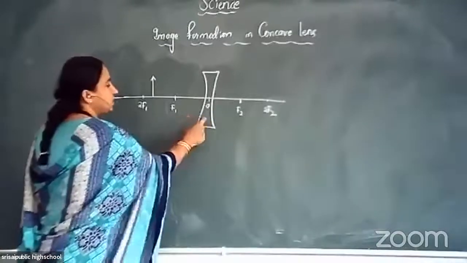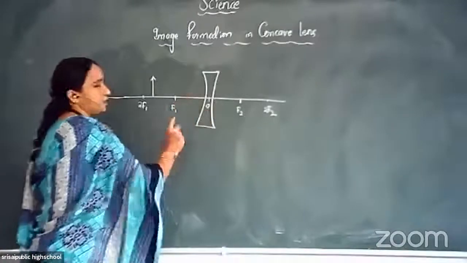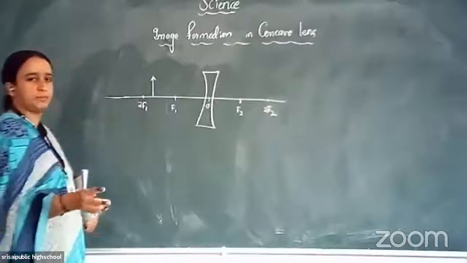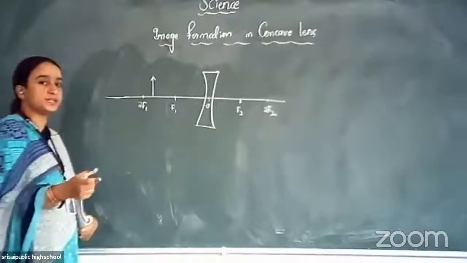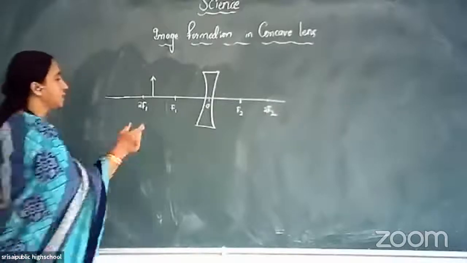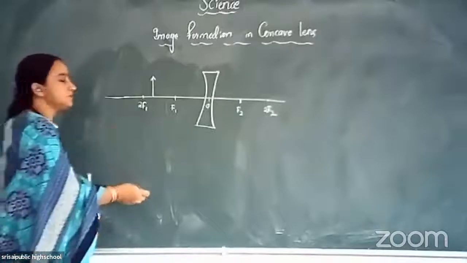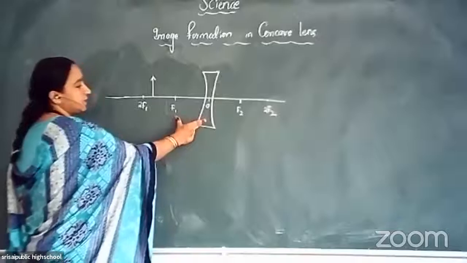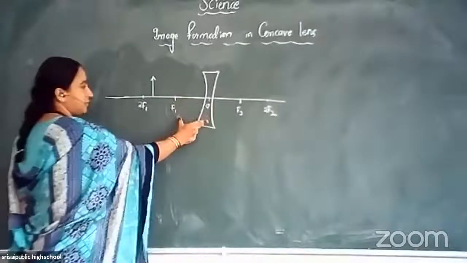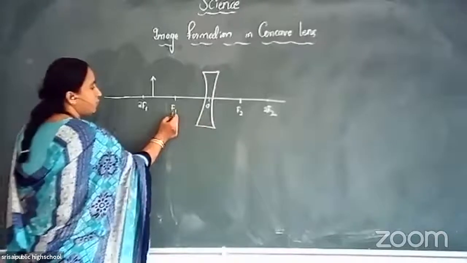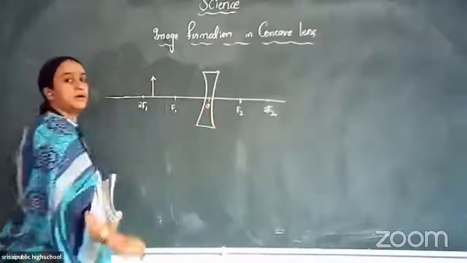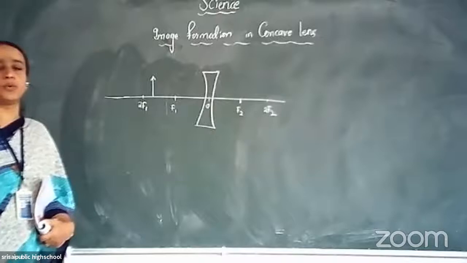Between these 2 points only you are going to get the image. Wherever your object may be, the condition is the object is at a finite distance. If the object is at a finite distance, always in this lens, that is concave lens, you are going to get the image between these 2 points only, F1 and the optical center O.